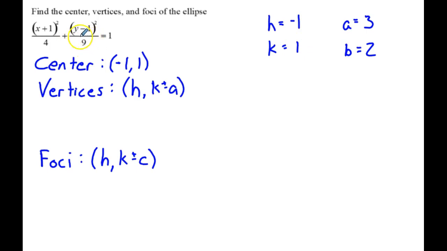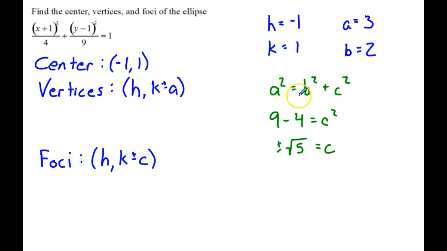Our a value, if we want to think of this as 3 squared, is going to be 3. And our b value is, if we think of this as 2 squared, our b value is going to be 2. So now we know the expressions for our vertices are going to be h, k plus or minus a, and the ordered pairs for the foci are going to be h, k plus or minus c. So a lot of this information we already have. What we need to determine is the value of c so that we can find the ordered pairs for the foci.